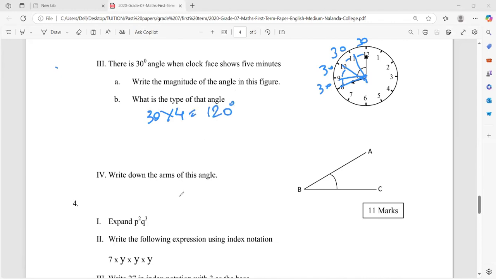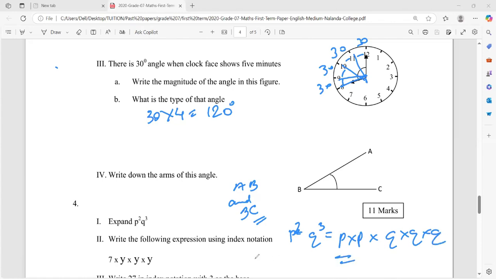Write down the arms of this angle. Arms means AB and BC. Right? So expand this. You can expand P to the power 2, Q to the power 3, which is equal to P into P into Q into Q into Q. This is how you get the answer.